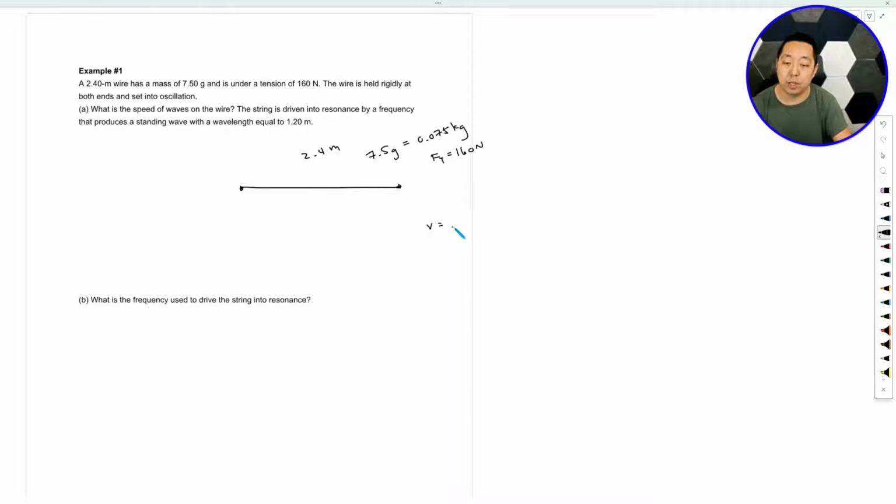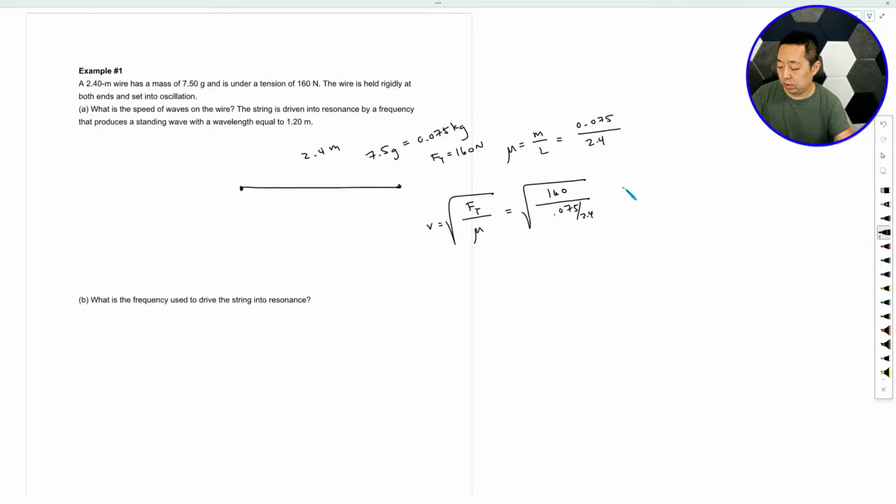So this is just applying that equation. It's going to be the square root of Ft divided by the mass density, and the mass density is the mass divided by the length. Okay, so what's the mass? It's 0.075. What's the length of the thing? 2.4. That's going to be my mu. And so then this is going to be the square root of 160 divided by 0.075 divided by 2.4. Okay, because it gave us the tension here. So the square root of 160 divided by 0.075 divided by 2.4, and that gives us 71.6 meters per second.